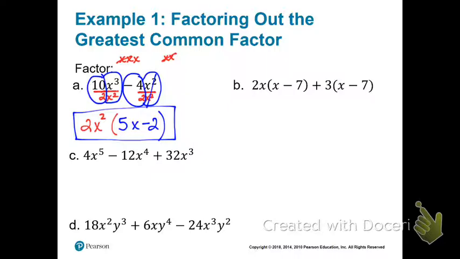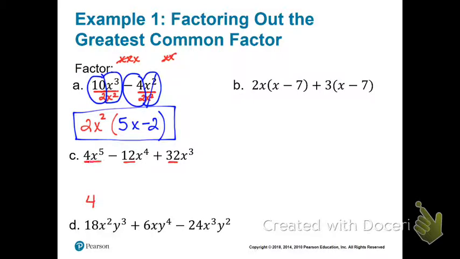The only thing we're looking for right now is the greatest common factor because we as a group have not talked about anything else. So I'm going to look at the first term here, and I see it has a number 4. Well, it's got a 4, a 12, and a 32. What is the greatest common factor of 4, 12, and 32? It's going to be a 4.